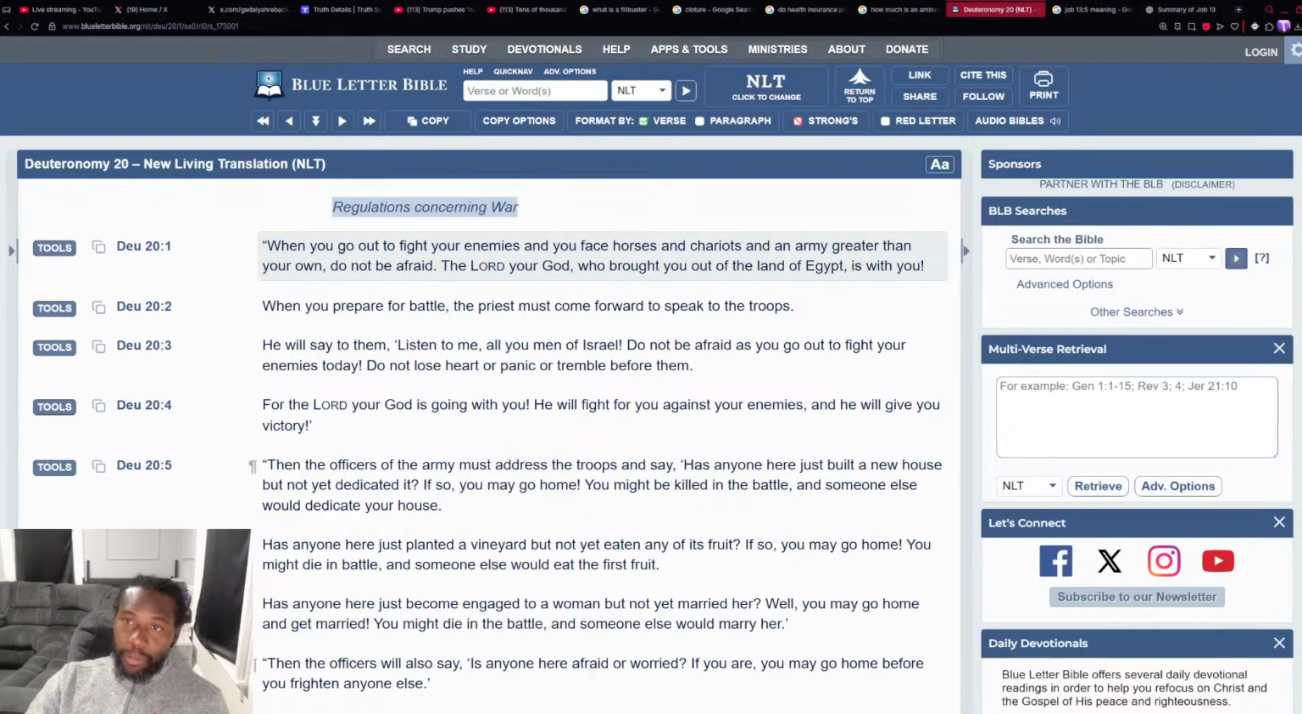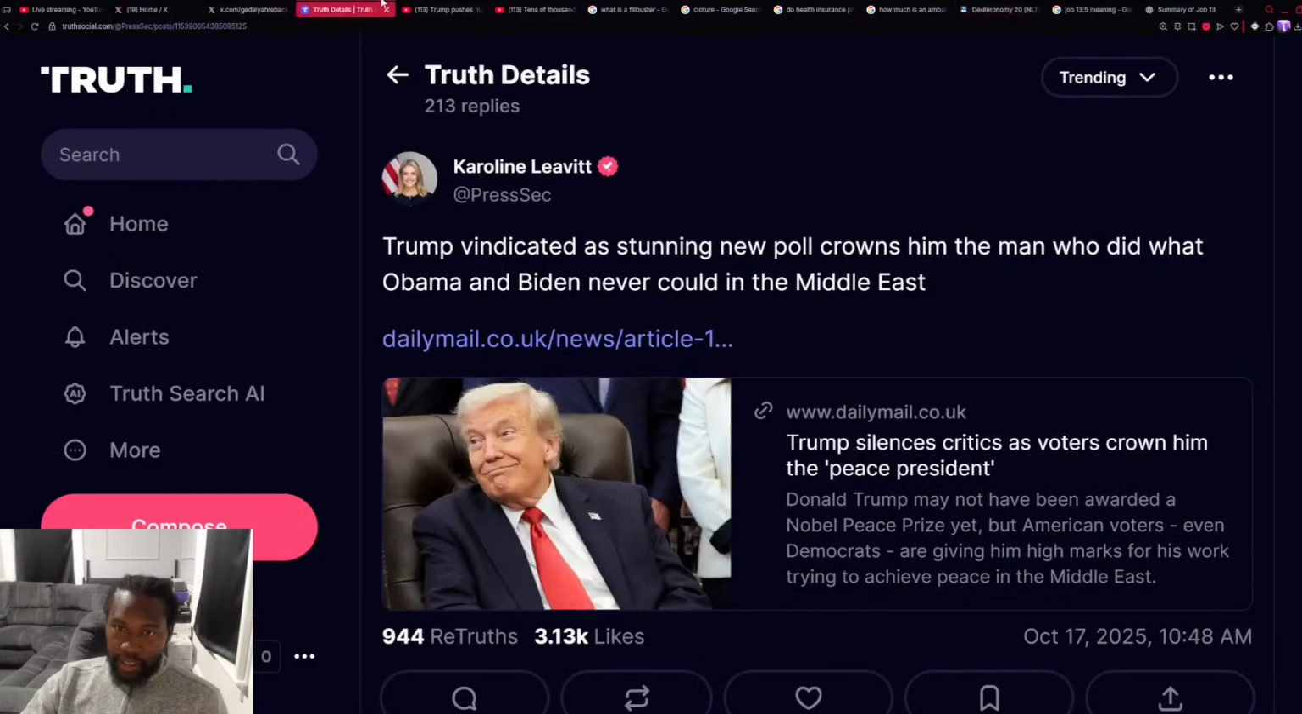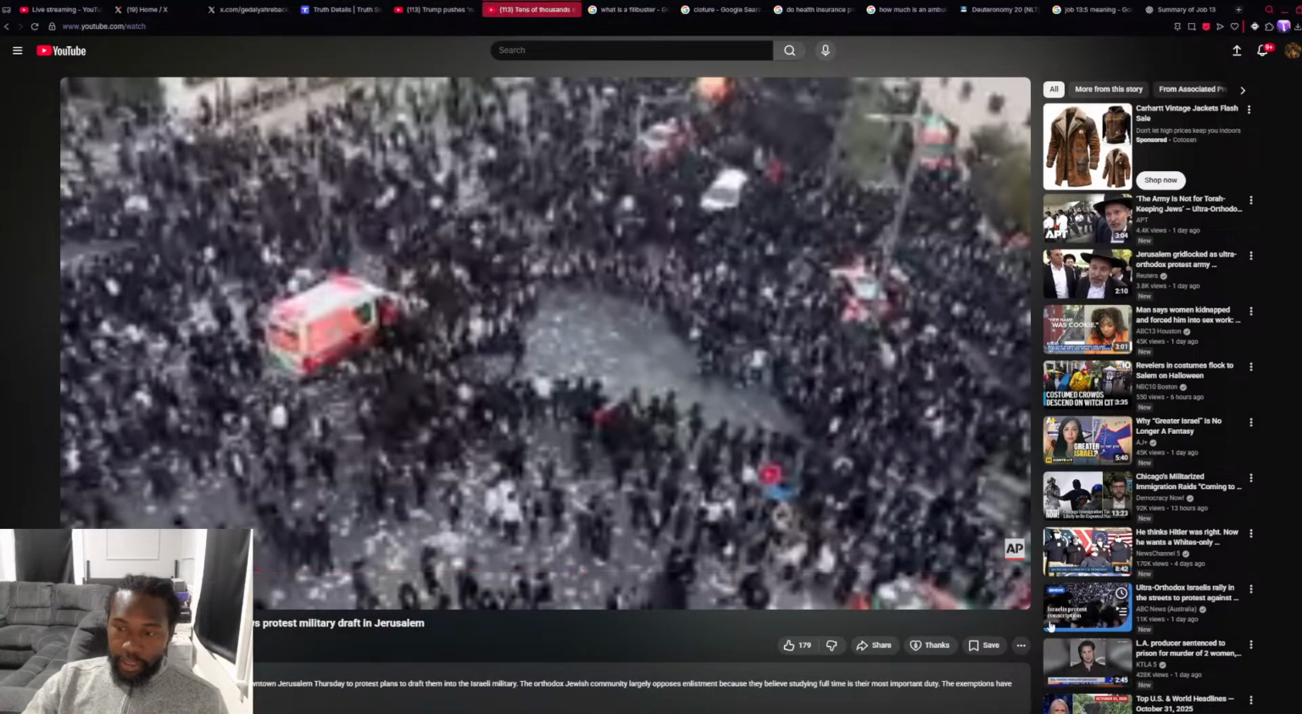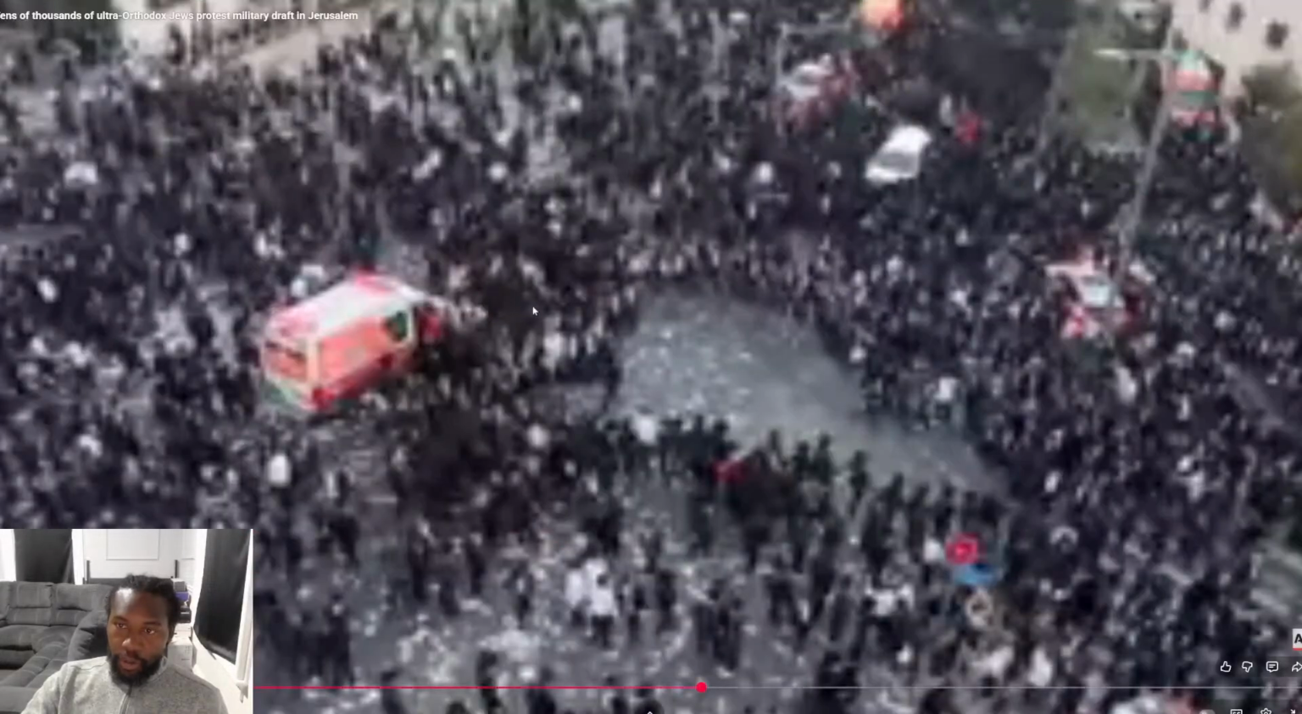Regulations concerning war, but Esau don't follow any of these regulations. He'll chop the whole damn country down for no reason. He'll just do it just because he's wicked.